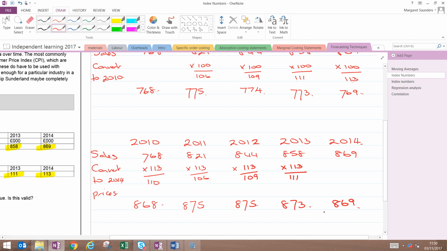So the main thing is that we're converting all the figures to a common price level, where the effects of inflation is the same within each year. And then we can compare and decide whether the changes in our figures are due to inflation or are due to some other reason.